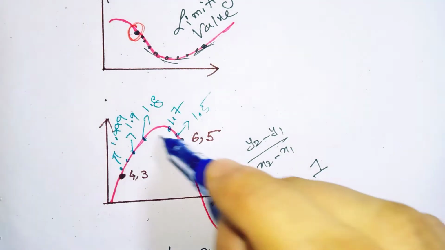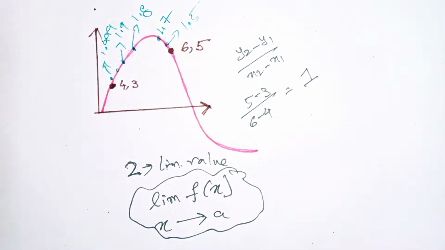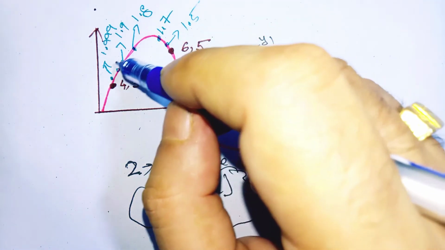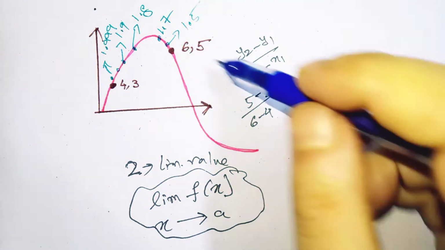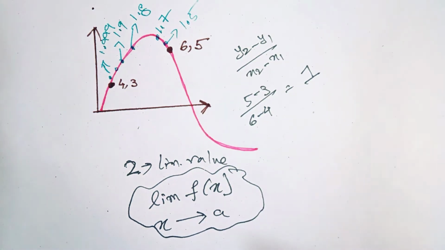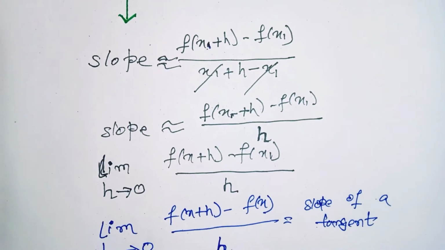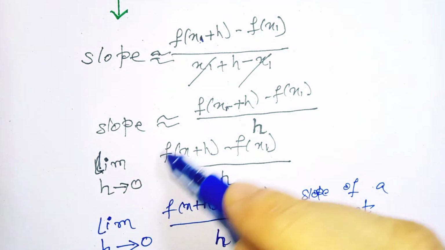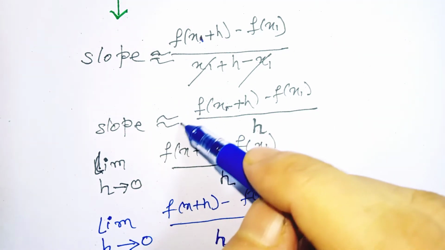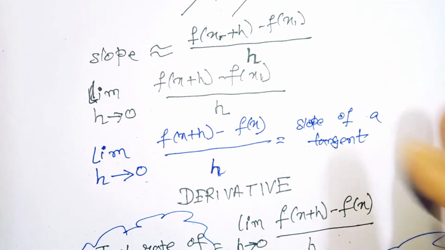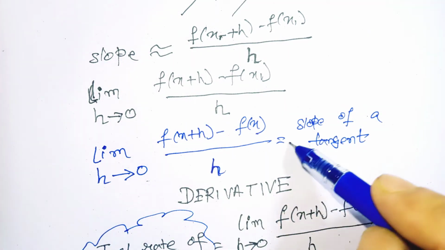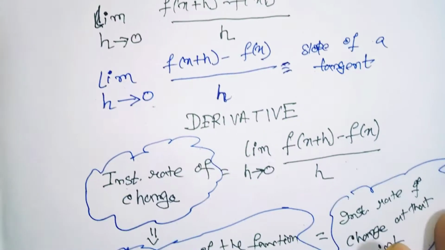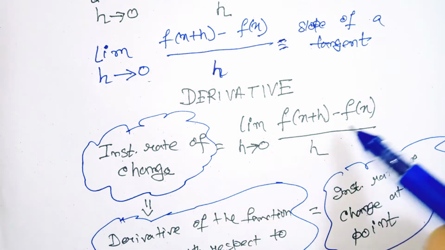If I take a value and it is coming to the limiting value, which we have taken as 2, it can be anything: 1.5, 1.7, 1.8, 1.9, 1.99. So approximation here doesn't work out. Once we take the limit of h moving towards 0, we are no more using this approximation sign. It becomes equal to. So the limit of h moving towards 0 of this expression becomes equal to the slope of the tangent line, and this is called the instantaneous rate of change.